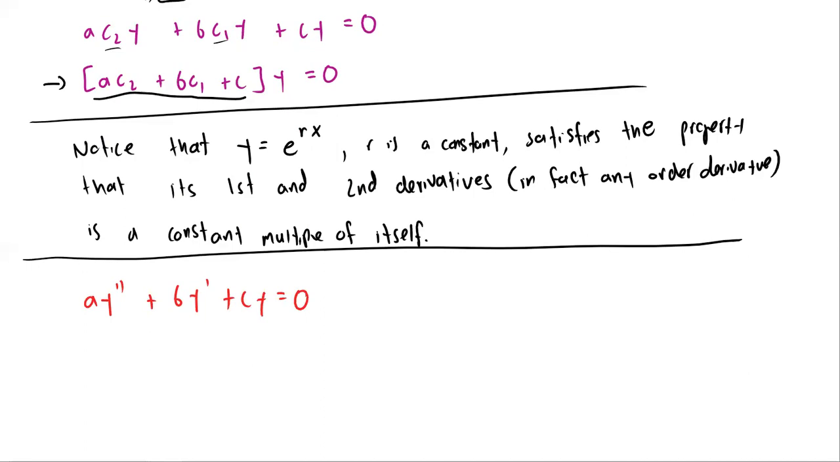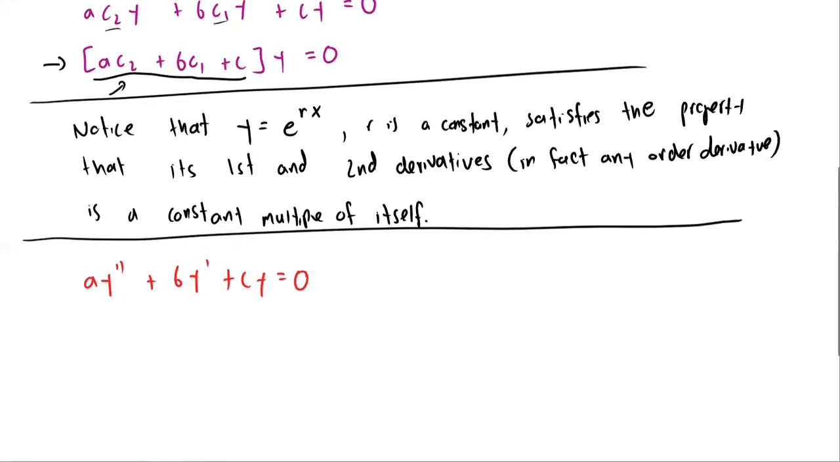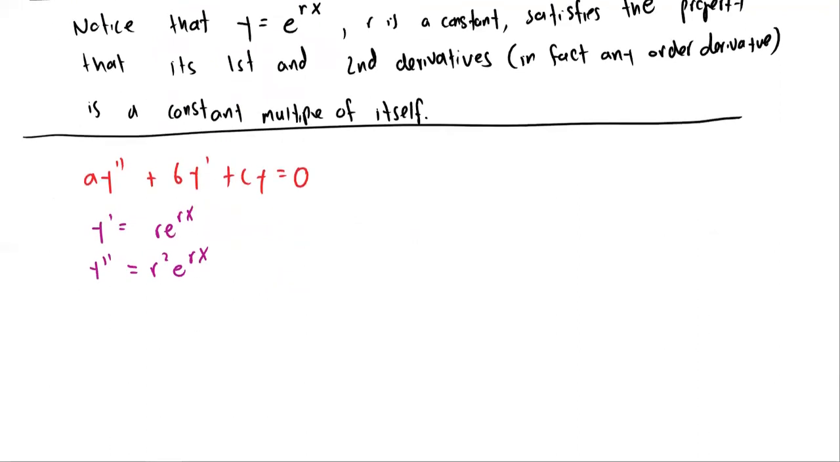Let's plug in y equals e to the rx, and we're leaving r as arbitrary again because we want to have degrees of freedom in terms of what makes that constant expression equal to 0. So we need to find its first and second derivative. Let's do that here. For y prime, just bring the constant in front. For y double prime, you bring the constant in front again. So let's go ahead and plug this into the differential equation and see what we get.